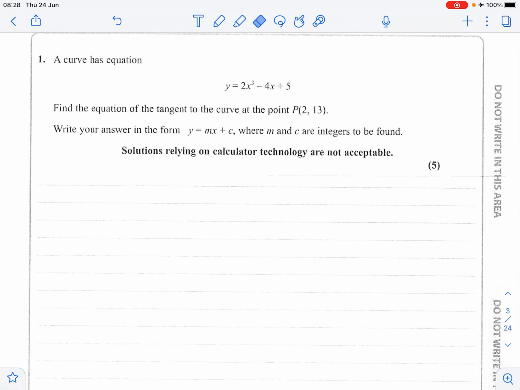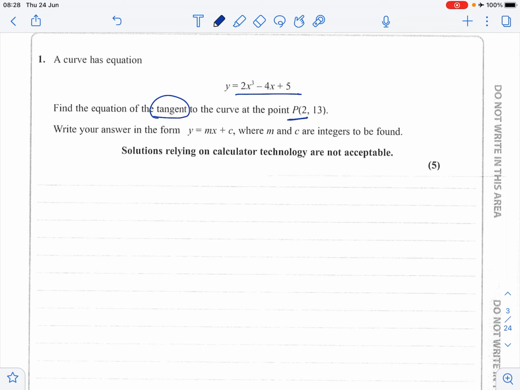Question 1. We have a curve with the equation y equals 2x cubed minus 4x plus 5. We want to find the equation of the tangent to the curve at the point P.